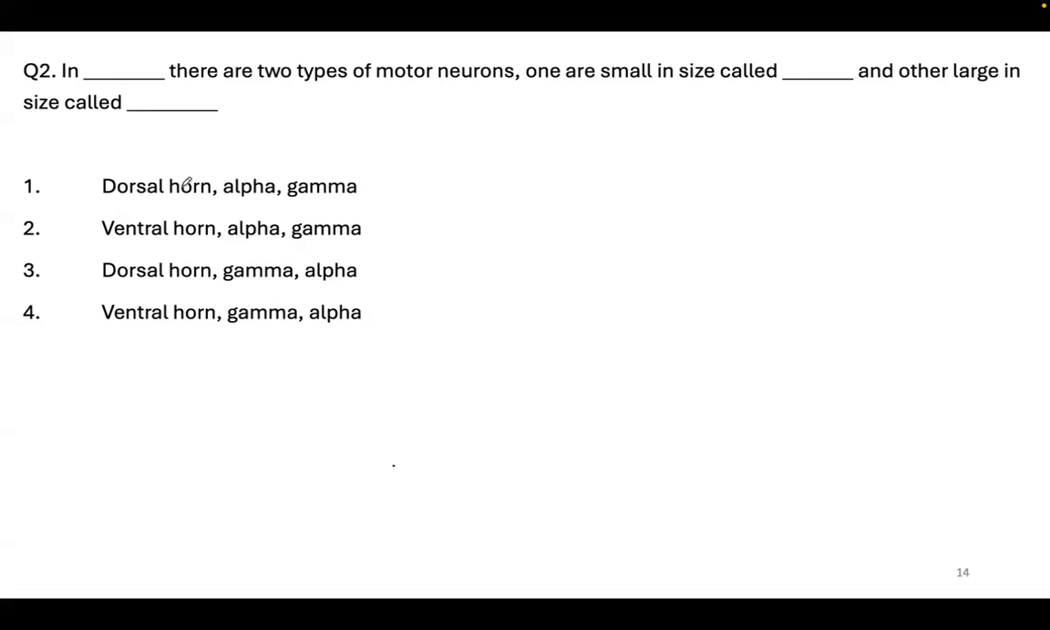Okay, yes. So what do you think the answer would be? So the motor neurons are now in the ventral horn, right? The ones small in size are gamma, and the larger ones are alpha. So I think the answer should be 4. If I remember from the lecture, the smaller ones were gamma. So it should be 4, but yes, a very good attempt. So thank you for that.